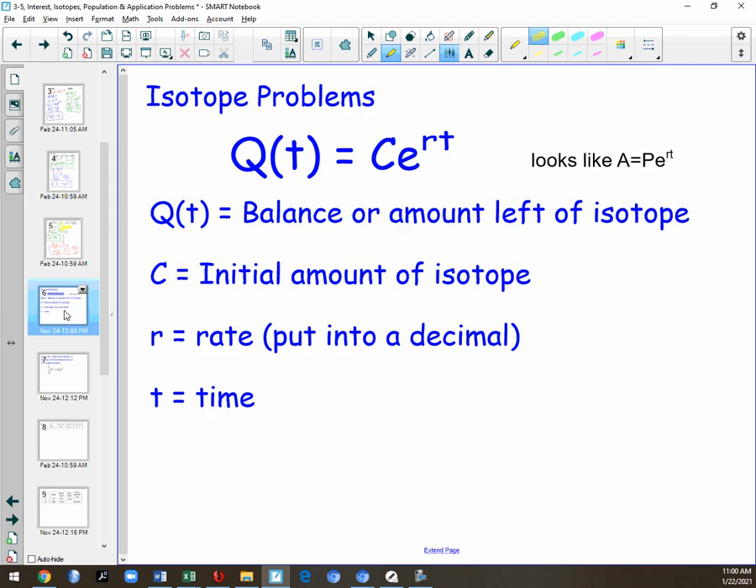Okay? Now, the next topic we're going to talk about is the isotope problems. And this is basically saying, once you have dye put into your body, how much of that chemical is still left in your body after so many hours? So this formula looks very, very similar. You need to understand that Q of T is the balance, or the amount of isotope left. C is the initial amount that they injected, R is the rate that it is going to slowly decrease out of your body, and T is the time that it's going to take.